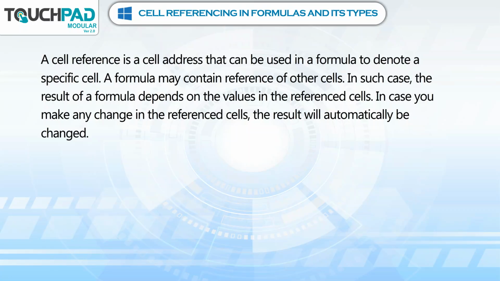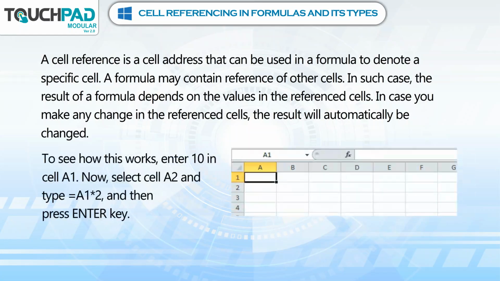In case you make any change in the referenced cells, the result will automatically be changed. To see how this works, enter 10 in cell A1. Now select cell A2 and type =A1*2 and press the Enter key. The value in cell A2 is 20.